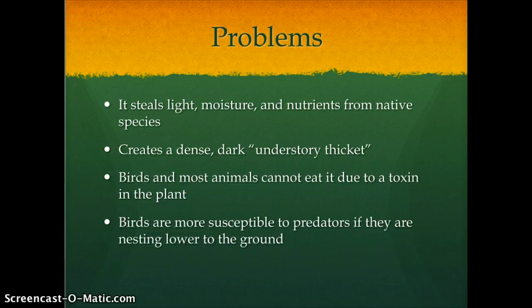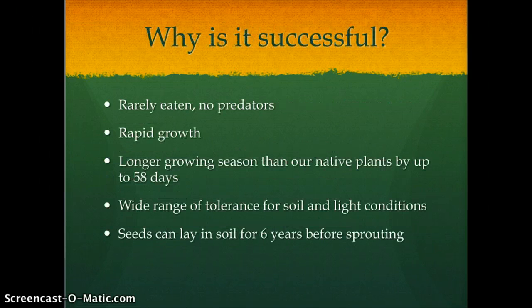And lastly, birds that usually nest in dense areas higher up are now nesting in the buckthorn, which is lower to the ground, but since they're no longer up in the trees, they're more susceptible to predators and are being eaten. Why is buckthorn so successful?